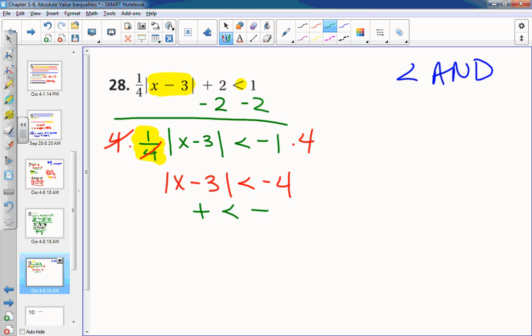The answer to that is a positive can never be less than a negative, so this is going to be no solution. Done. Because that's never possible. That is never possible. Okay?